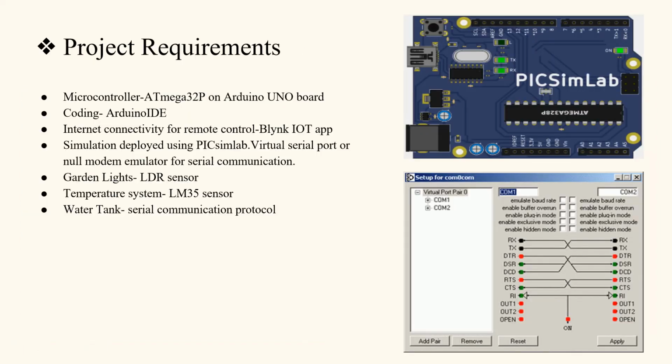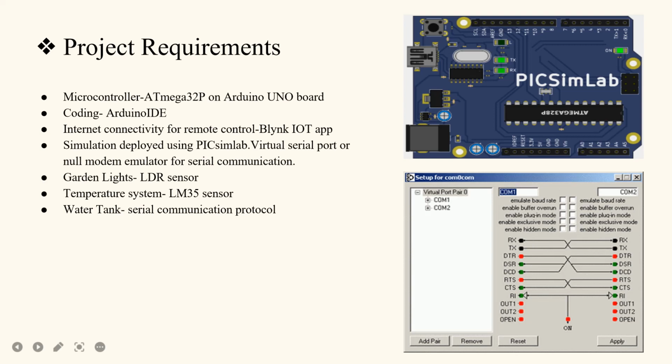Now let's move toward our project requirements. In this project, we use the microcontroller ATmega328P on an Arduino Uno board. The coding platform is the Arduino IDE. Internet connectivity for remote control is the Blynk IoT application, which is on the phone. Simulation is deployed using PICSimLab. Here we can use a virtual port, serial port, or null modem emulator for serial communication. Guidance lights use an LDR sensor, the temperature system uses an LM35 sensor, and the water tank uses a serial communication protocol.